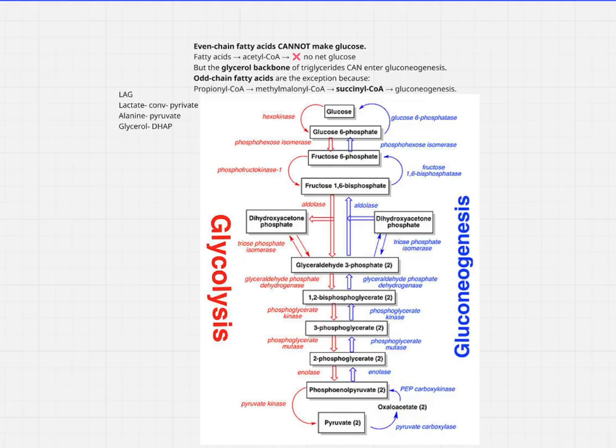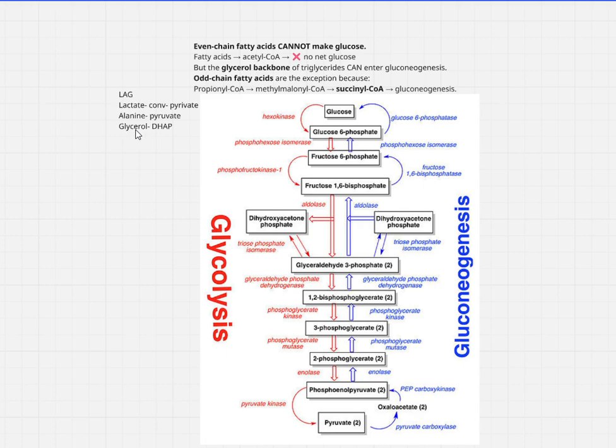One more thing is that there are three molecules that can ultimately be used to create glucose. You can remember them by a mnemonic called LAG. One of them is lactate. Lactate gets converted to pyruvate. Alanine also gets converted to pyruvate. This is your second molecule. And the third molecule is glycerol, right?